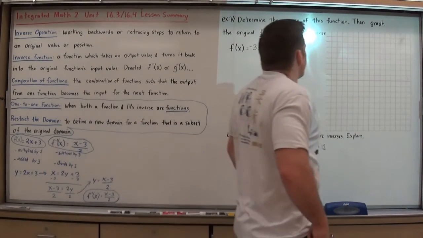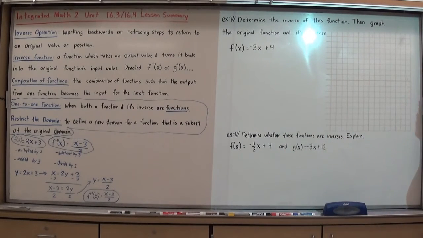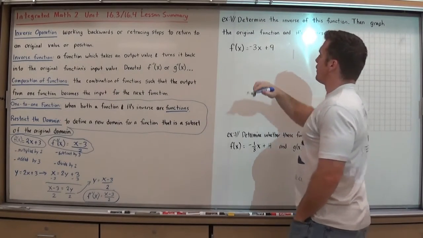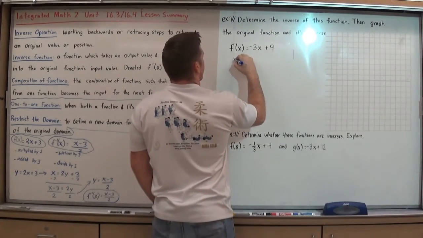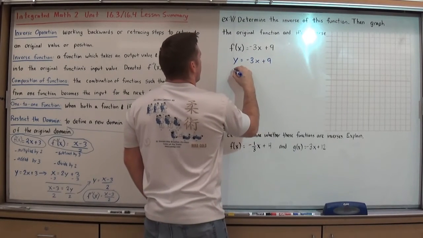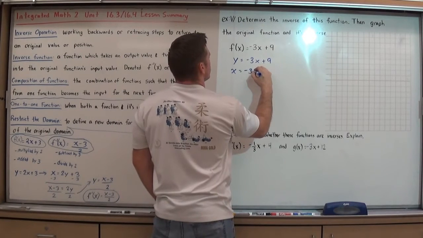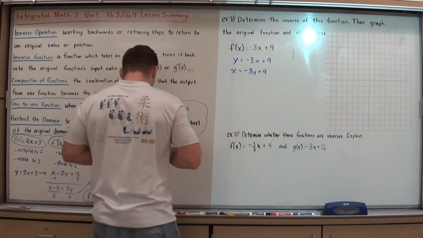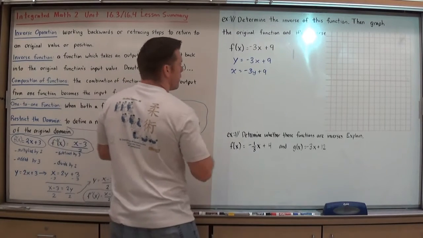So it says determine the inverse of this function, then graph the original function and its inverse. So let's start by finding the inverse function. I think the easiest way is to momentarily pretend this is x and y, and then to change x and y's position and solve for the new y. So I did that, and now I'll show in red the steps.